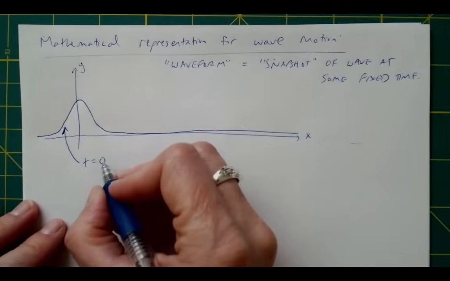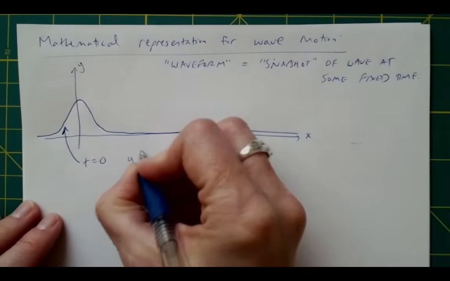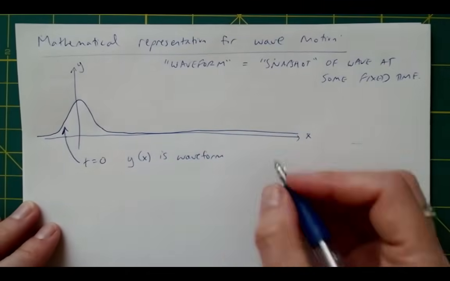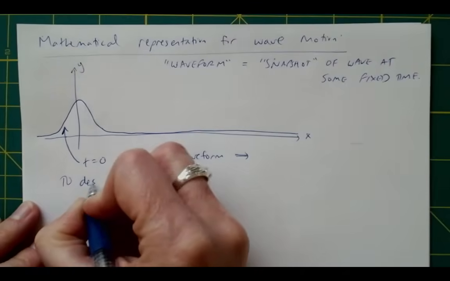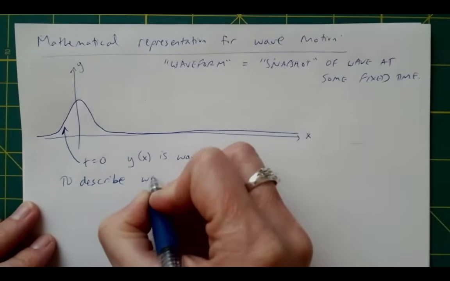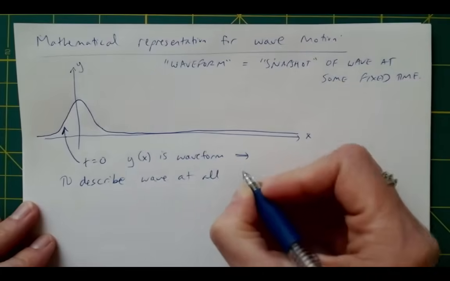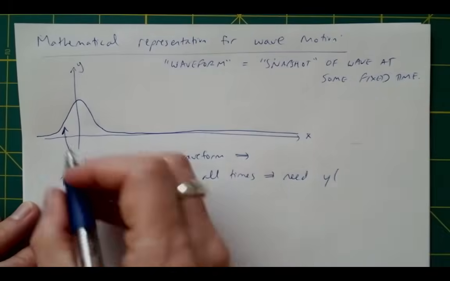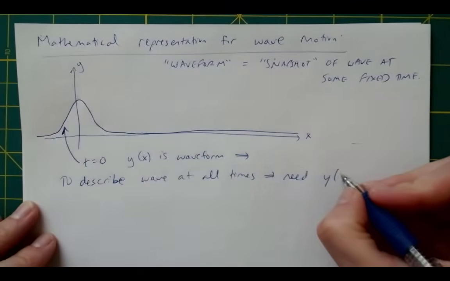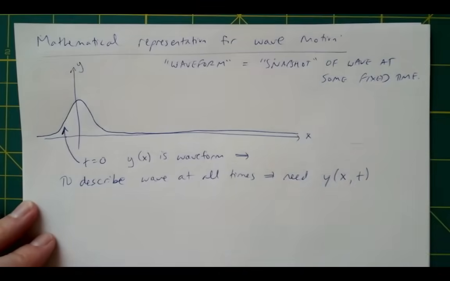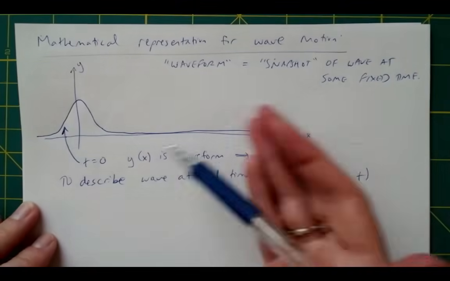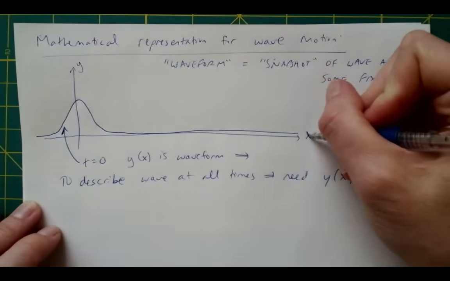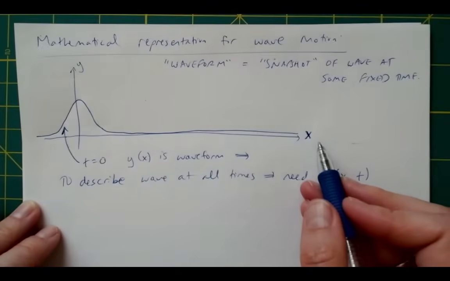Now, if that's at t equals 0, then that's going to be y as a function of x. Again, that's the waveform. And then in order to describe the wave fully, we need to know what it's doing at all times. So what we need then is some expression for y as a function of x and t, right? So the waveform essentially as a function of time. Now here's where you have to keep your variables straight. x is the direction of the wave motion.